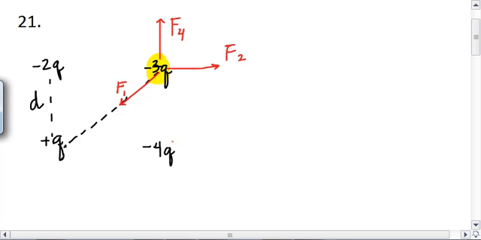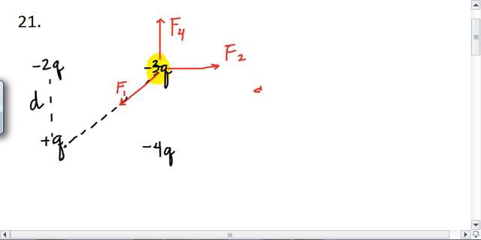All right, so the forces on this negative 3q would be a repelling force up due to the 4q, an attractive force down and to the left due to the plus q, and a repelling force to the right from the negative 2q. Okay, so we've drawn a free body diagram. What's the next step? What's the next step, Navina? Sum the forces. Okay, so let's sum up those forces.